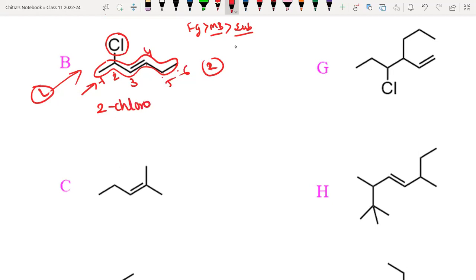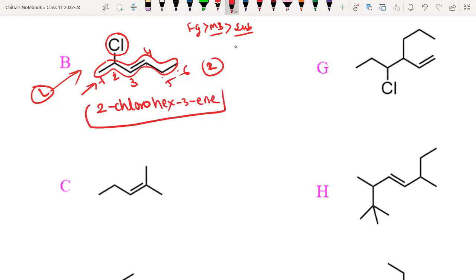2-chloro. Then again the same thing. Do we have a cyclic structure? No. So forget about it. Then we have the word root. Number of carbons again 6. So we write hex for 6. Then on the third carbon, we have a double bond. So it is 3-ene. We don't have a functional group, so this is the final name.